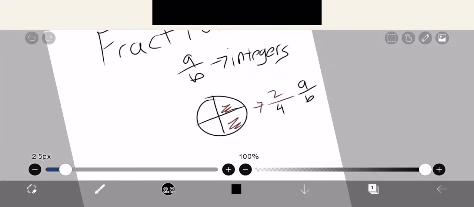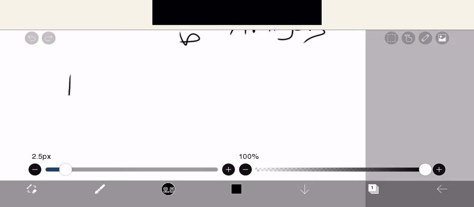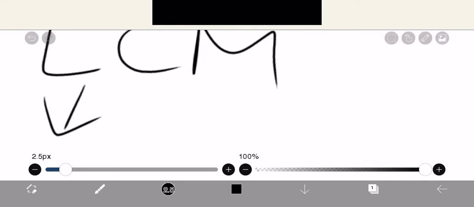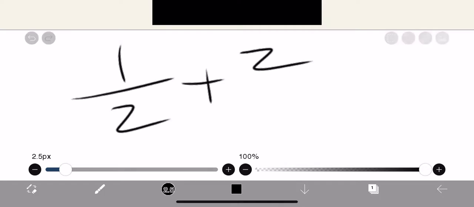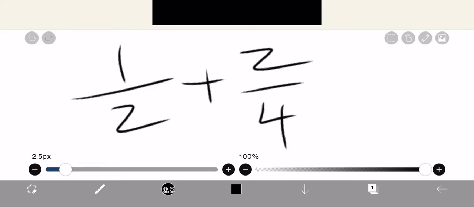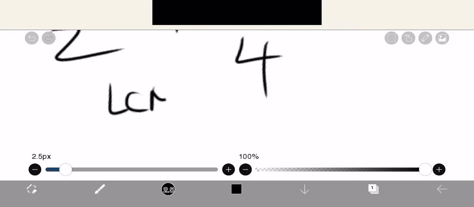Now let's take a look at combining fractions. Sometimes when you're combining fractions, you have to look for the least common multiple, not denominator. L stands for least, C stands for common, and M stands for multiple. So, if you look at this, 1/2 plus 2/4. You can't add them right away because they don't have the same denominators. So how do we find the same denominators? We have to use least common multiple.